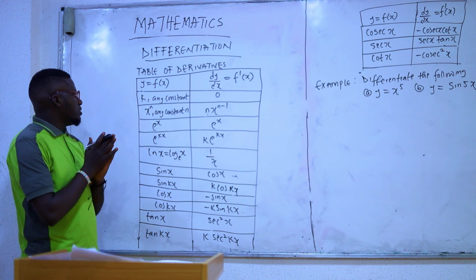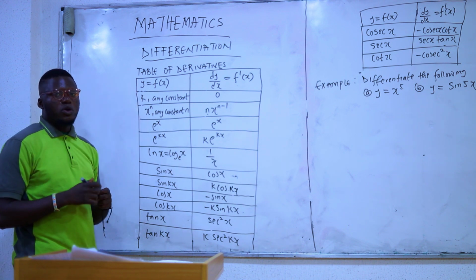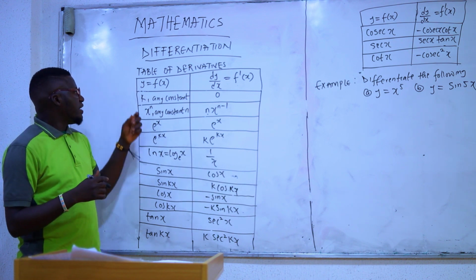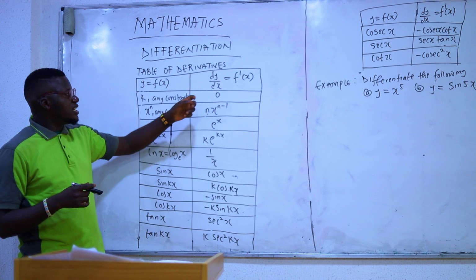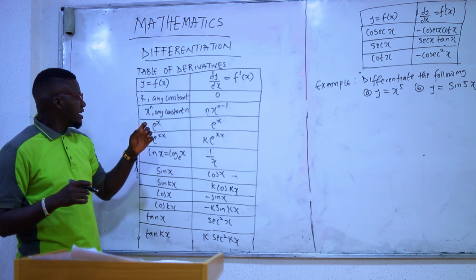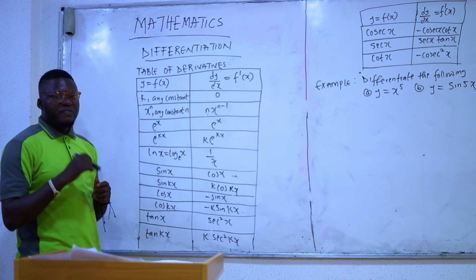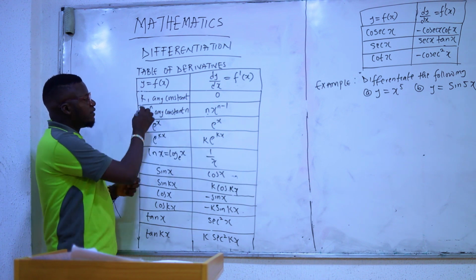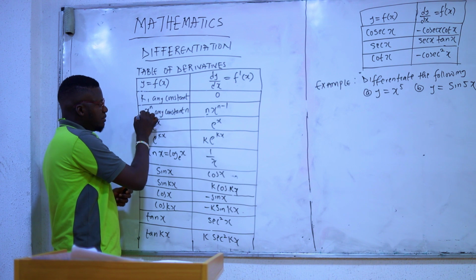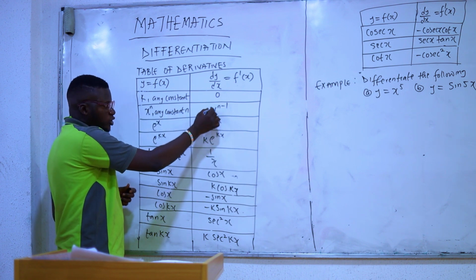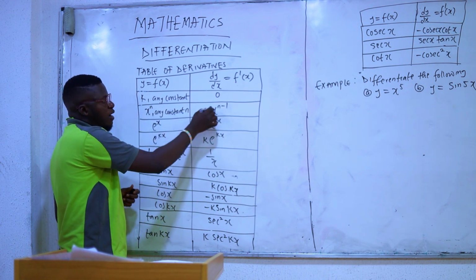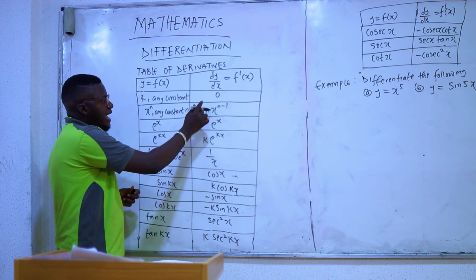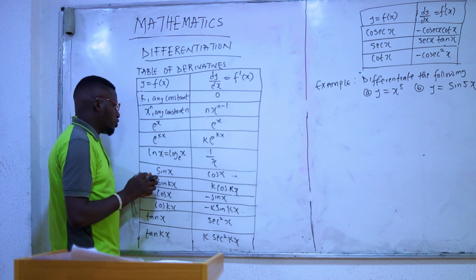Now, I move to the table. Constant: this constant could be any number. It could be 1, 2, 3, 4, 5, like that, not 0. If I have a constant number and I'm differentiating, the differential is 0. If I have x raised to the power of n, an algebraic function raised to the power of n, I bring down the power, which is n, to multiply the function, which is x raised to the power of the power minus 1. So the differential of x raised to the power of n is n x raised to the power of n minus 1.